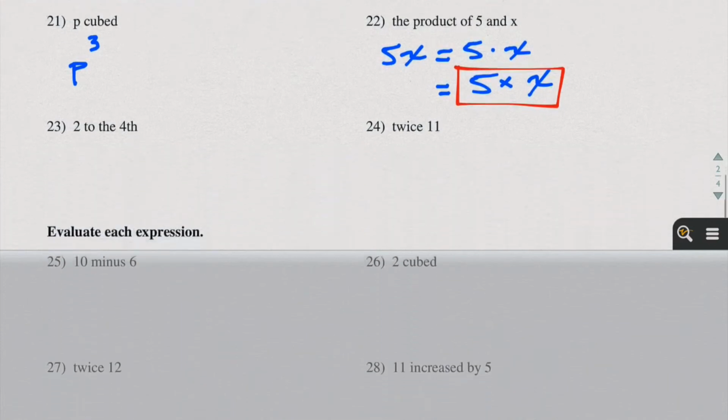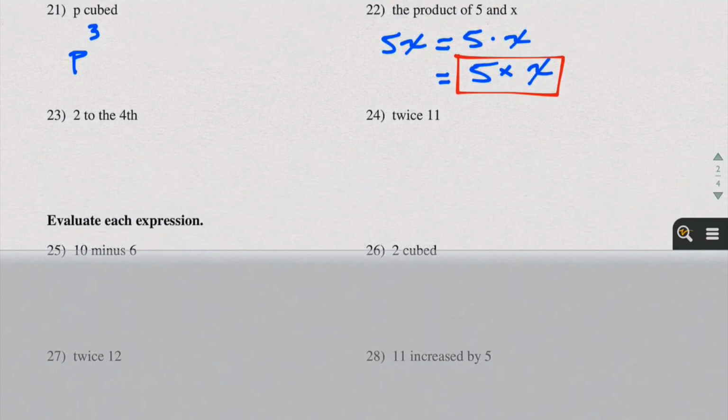Okay, number 23, 2 to the 4th power. Sorry, they didn't say to the 4th power, so 2 to the 4th. But when we read stuff like that, 2 to the 4th, it is 2 to the 4th power. So let's go ahead and write it like that. Okay, number 24, twice 11. Twice means 2 times 11.